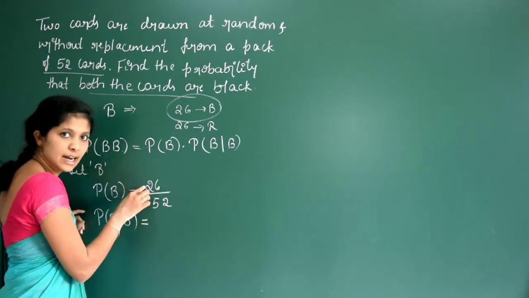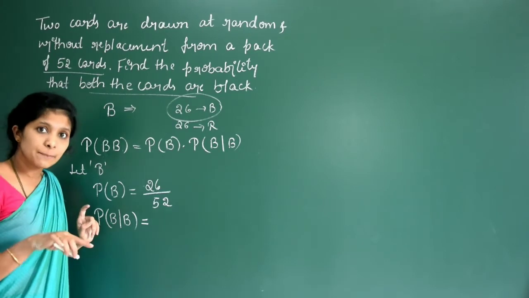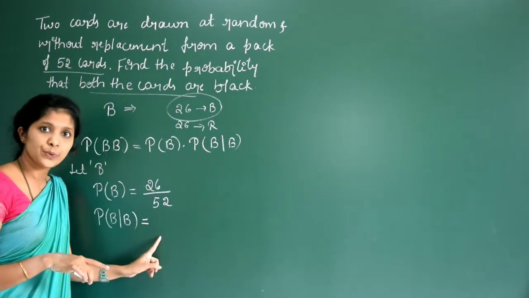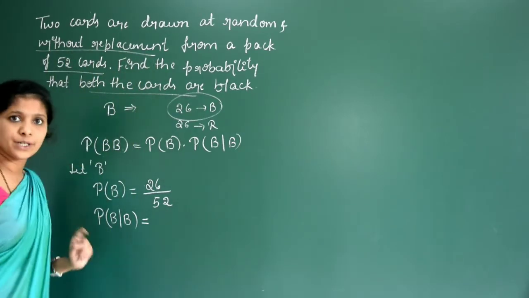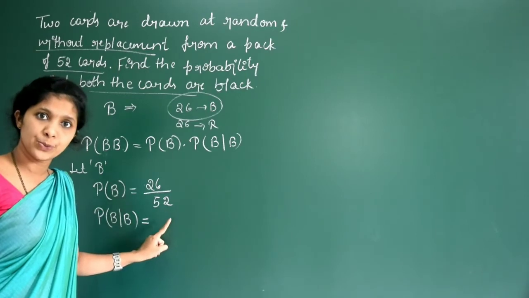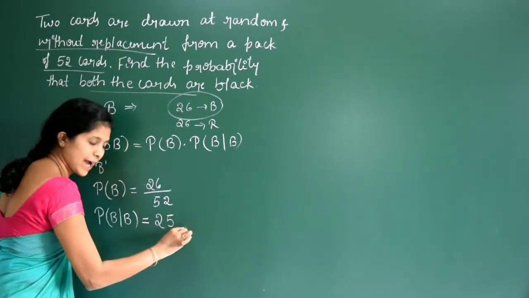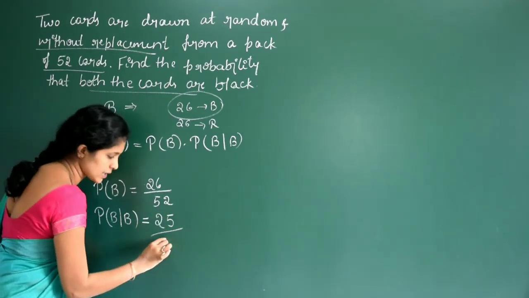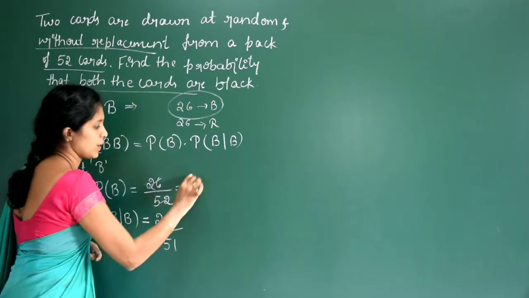It is given that the draw is without replacement. If it were with replacement, then this would also be equal to 26 by 52. Remember, here it is without replacement. So already one card is drawn. The remaining black cards are 25, divided by the number of cards remaining, 51. So clear? And the first probability is equal to 1 by 2.